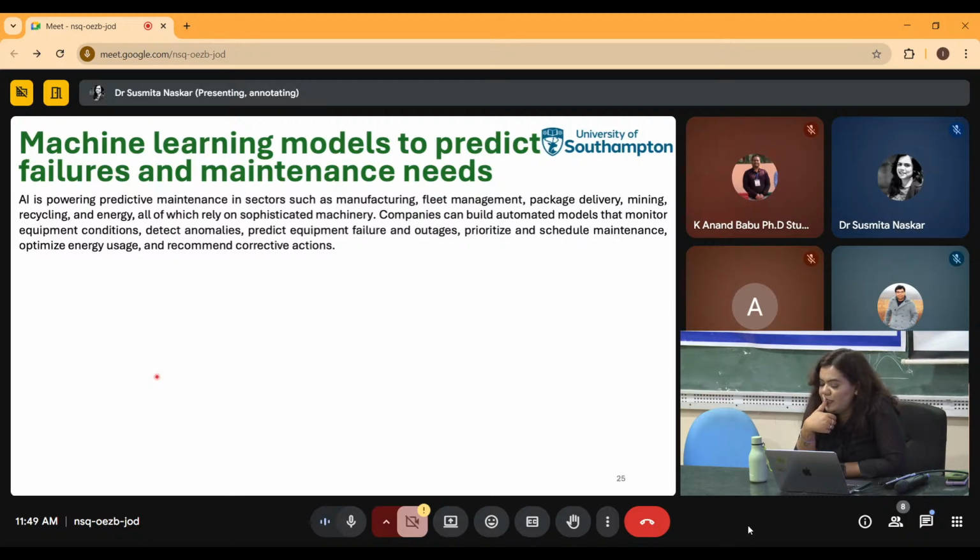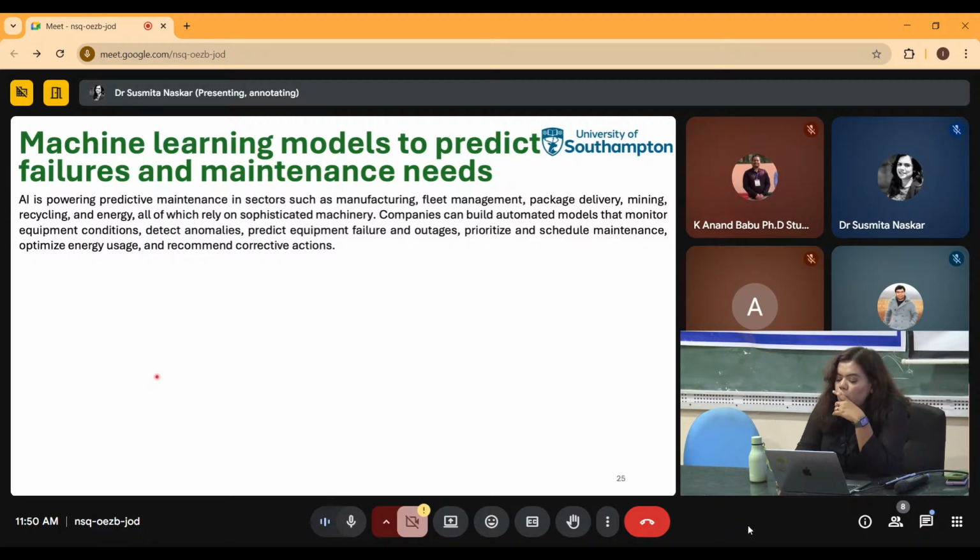failures and maintenance needs. Artificial intelligence is becoming, as I said, a very powerful driver in predictive maintenance across a wide range of industries, from manufacturing and fleet management to energy, mining, and recycling. Sophisticated machine learning models allow us to monitor equipment condition, help us detect anomalies, predict failures and outages, and optimize energy usage. They also help us recommend the corrective actions we should possibly take if there are any anomalies or other factors.